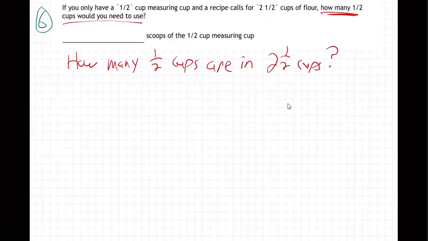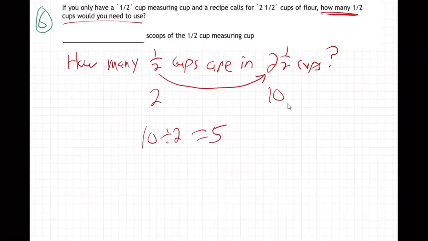Is that an adding, subtracting, multiplying, or dividing question? What do you think? I want to say it's dividing. Yeah, it's got to be dividing, right? Because whenever you say how many of one thing fits into another, that's dividing. If I said how many 2 cups fit into 10 cups, we would go 10 divided by 2 equals 5, wouldn't we?